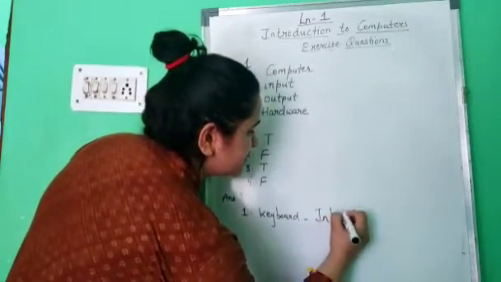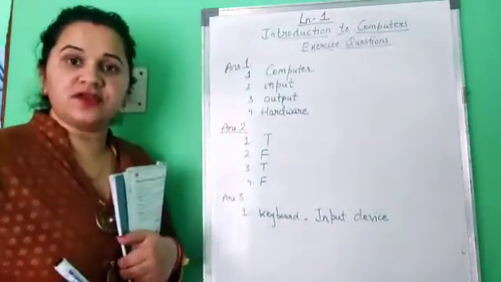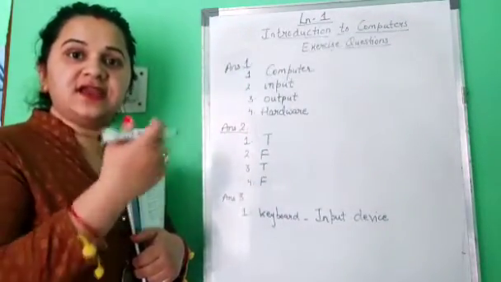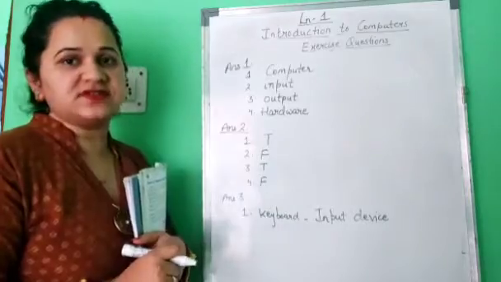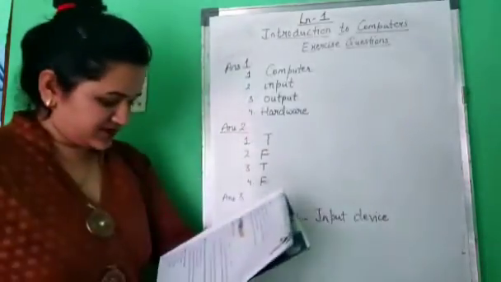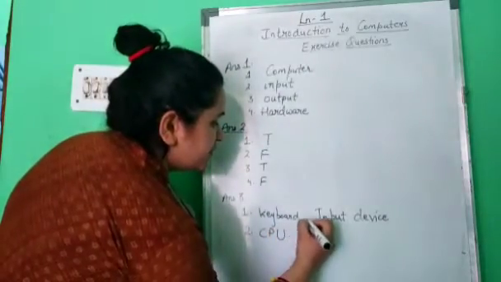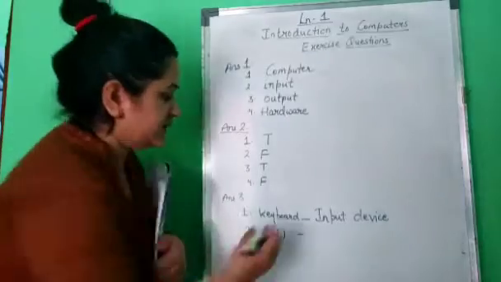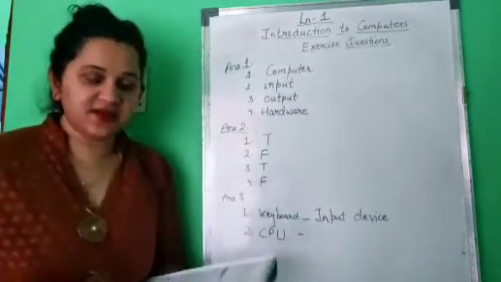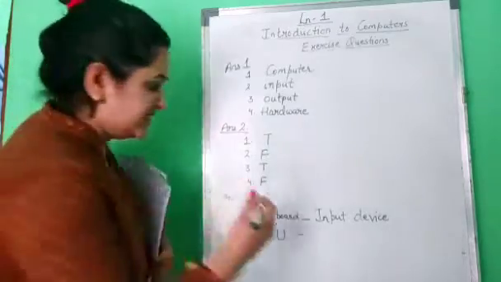Why is it an input device? Because when we press the keys on the keyboard, the data or the letter gets entered into the computer system. So that is why it is an input device. Now what is the second one? CPU. What is the full form of CPU, children? Yes, Central Processing Unit. Now what is a CPU? It is a processing device.